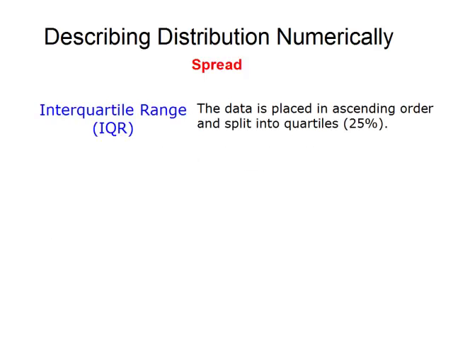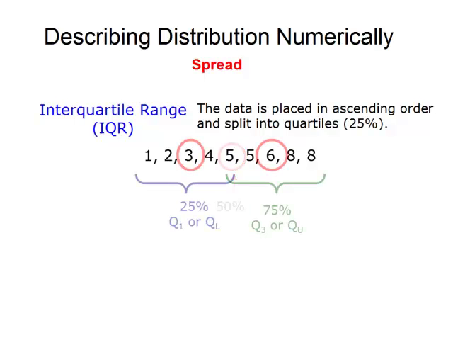The next thing we're going to talk about in terms of spread is called the interquartile range. The data is placed in ascending order and then it is split into quartiles. So we take our data, put it in ascending order. Now we already know the middle number is called the median. It is also called the second quartile. Now we're going to take the lower half of the data and find the middle number, and take the upper half of the data and find the middle number. So 3 and 6 are our first and third quartiles.